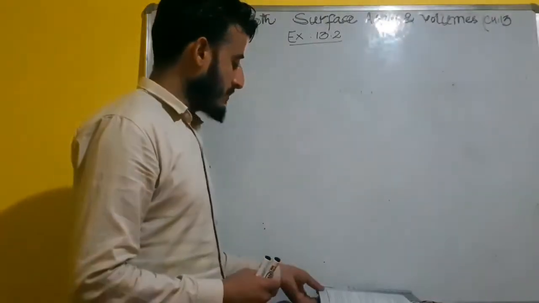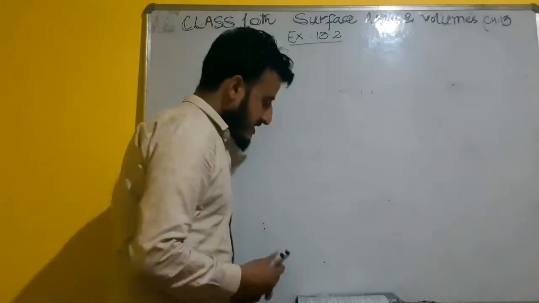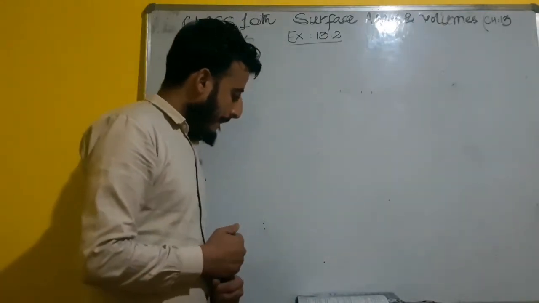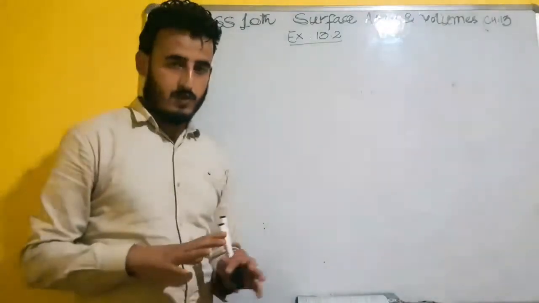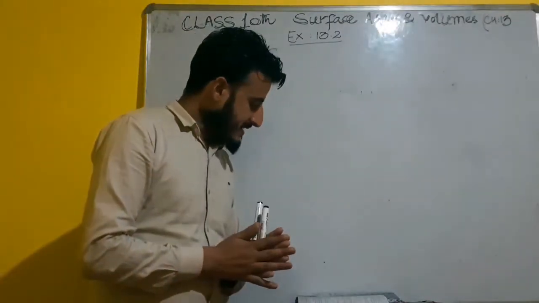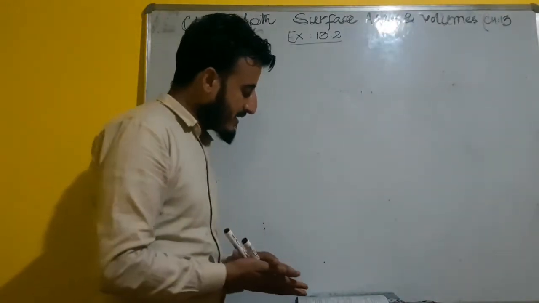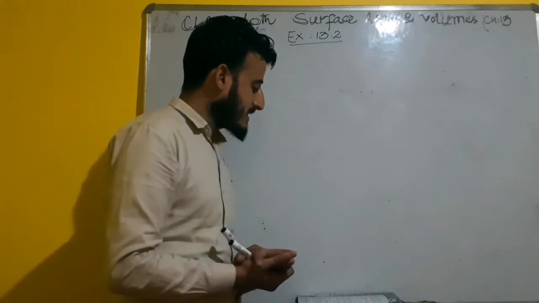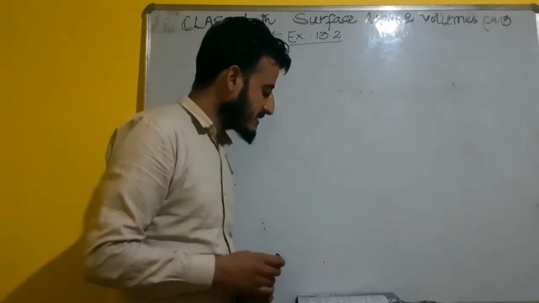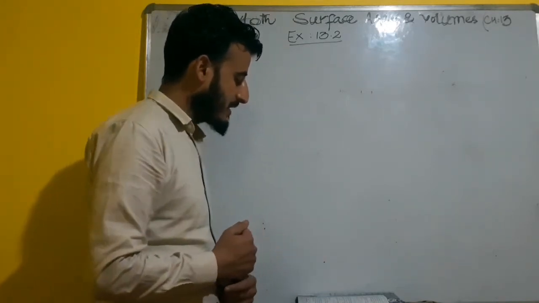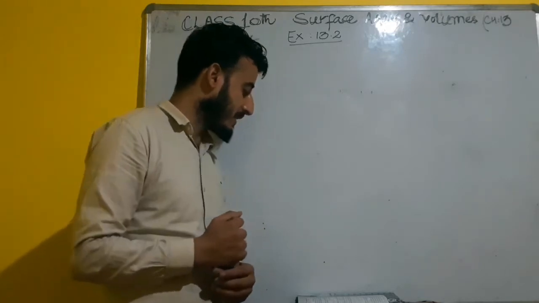Okay, so question number 1 from the exercise is: a solid is in the shape of a cone standing on a hemisphere with both their radii being equal to 1 centimeter and the height of the cone is equal to its radius. Find the volume of the solid in terms of pi.